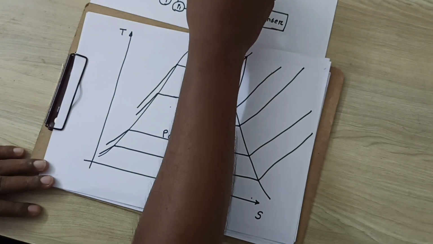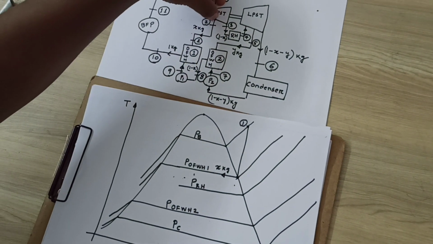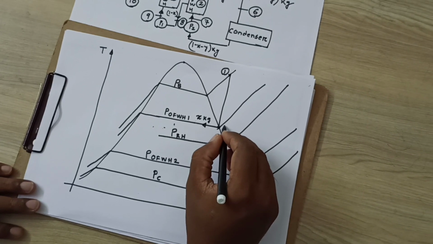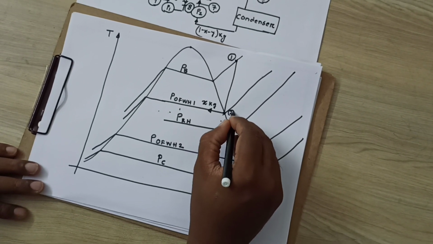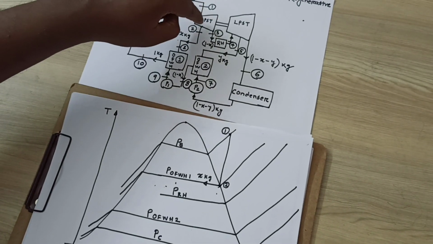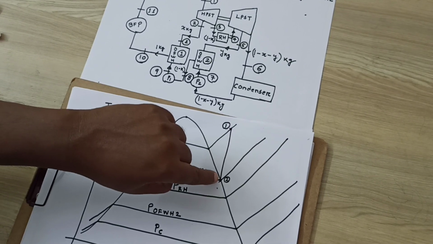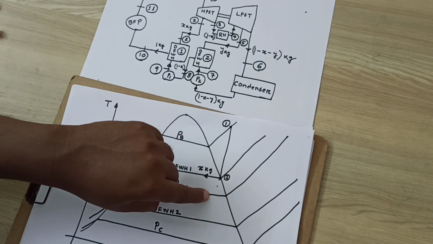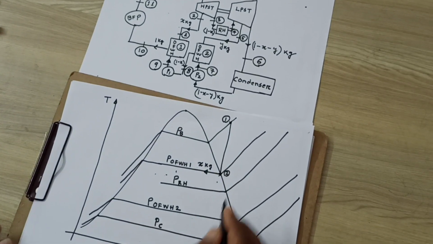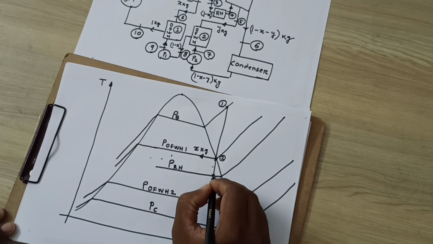The last is expanding up to this reheater pressure. The state point 2 to state point 3, you just see here, this is state point 2. State point 2 to 3 is expanding isentropically from OFWH1 pressure to reheater pressure. So this is OFWH1 pressure and this is reheater pressure. This is again isentropically expanded, so there will be a vertical line. It will come here, state point 3.